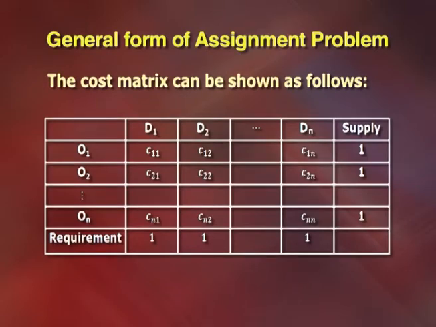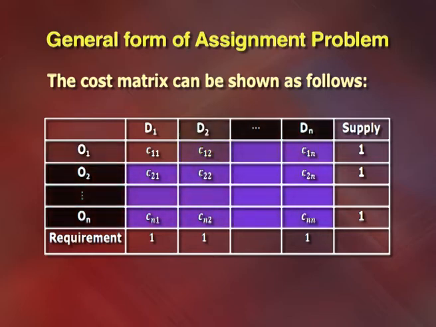The general form of assignment problem. The cost matrix can be shown as follows. There are n number of origins O1, O2 up to On, each having supply of 1 unit. N number of destinations D1, D2 up to Dn, each having 1 unit of requirement. C11 represents the cost of association of O1 and D1. C12 is the cost of association of origin 1 and destination 2, and so on. The whole cost matrix is given.